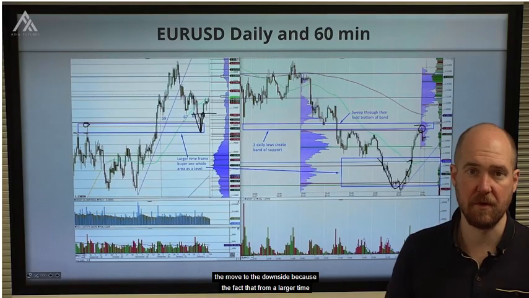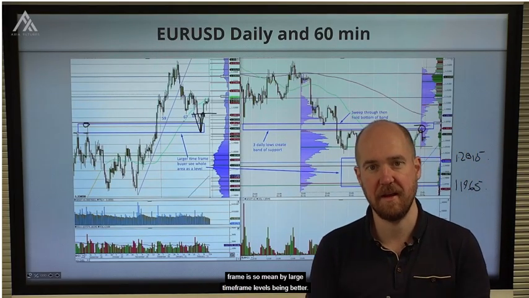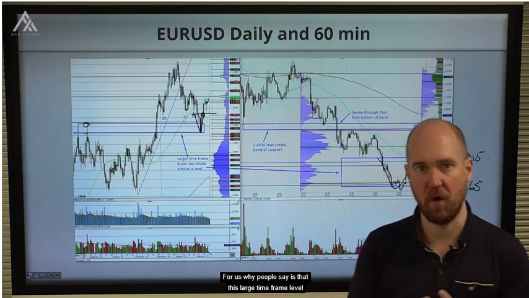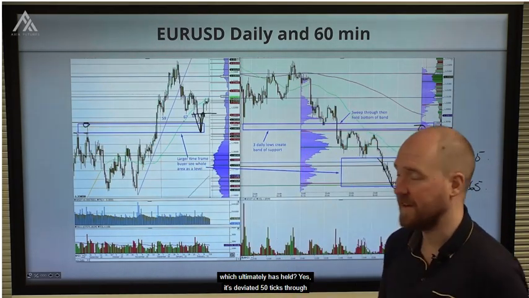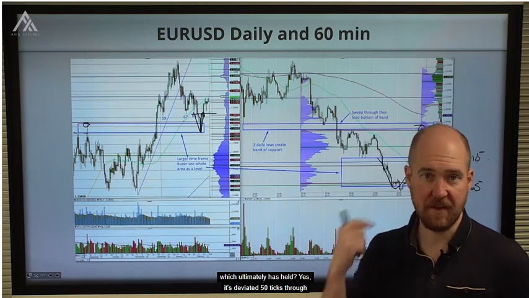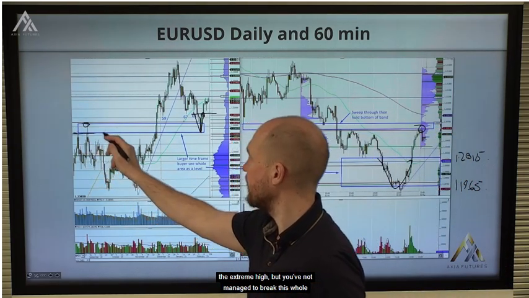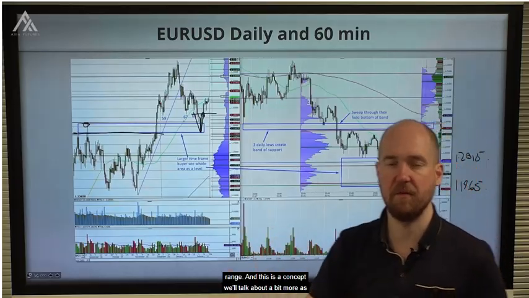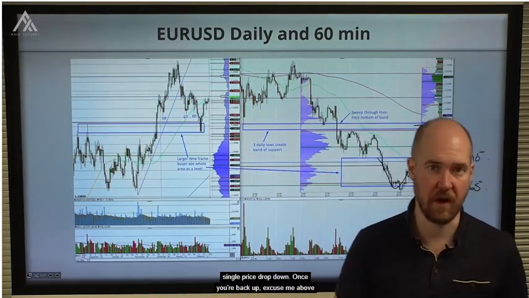Inability to maintain the move to the downside, because from a larger time frame, this is what I mean by large time frame levels being better, or that's why people will say that, is that this large time frame level ultimately has held. Yes, it's deviated 50 ticks through the extreme high, but you've not managed to break this whole range. And this is a concept we'll talk about a bit more as we go through. But levels are as much a range as they are a single price.